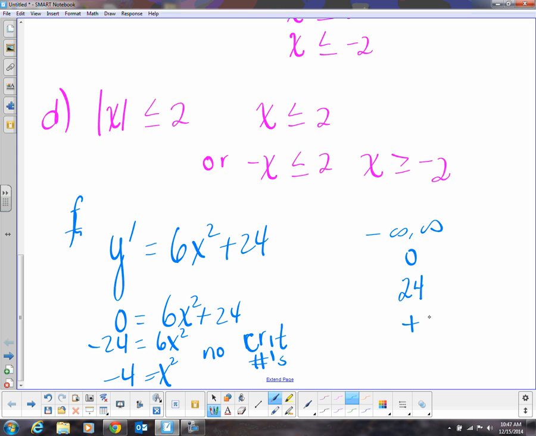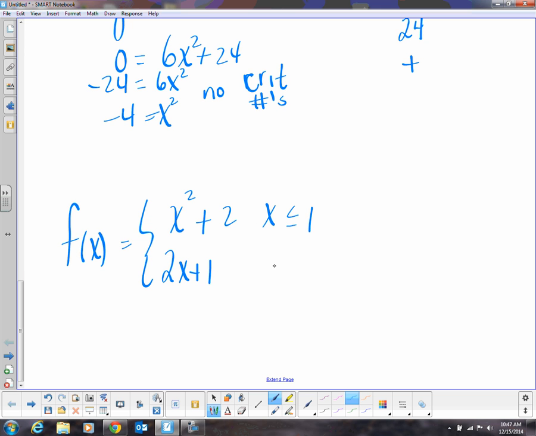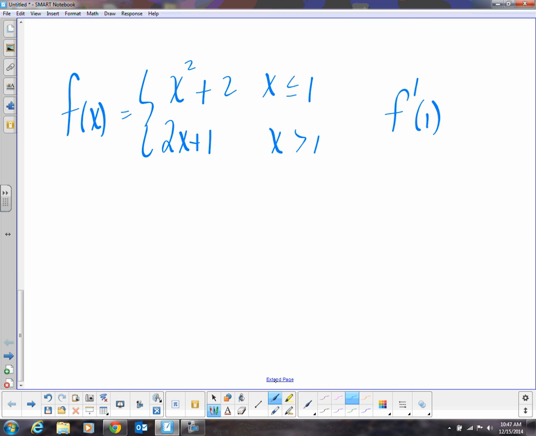Okay, what about 5? Do you need help on 5? This is the derivative of what kind of function? So we've got x squared plus 2 and 2x plus 1. This is for x is less than or equal to 1, and this is for x is greater than 1. And we want f prime of 1. So just find the derivative of the one that includes 1.